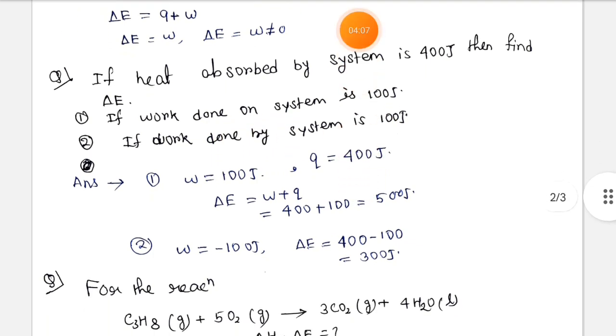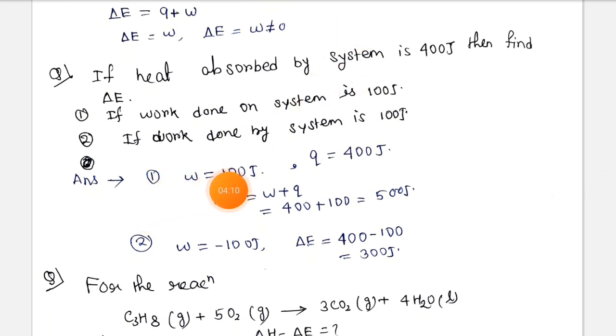So in the first case, W is equal to 100 joule, because the surroundings do work, that is work done on the system. So W is equal to 100 joule and Q is equal to 400 joule, that is given here. So from the first law of thermodynamics, delta E is equal to W plus Q, that is 400 plus 100, that is 500 joule. Next case, if work done by the system is 100 joule, that is work done is negative.